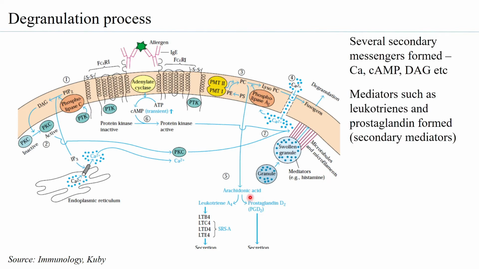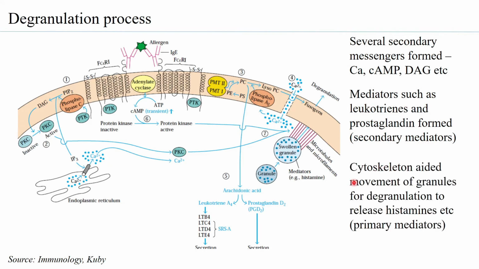So in all, what is understood is that secondary messengers are formed: calcium, cyclic AMP, DAG, etc. Now cyclic AMP is a transient level present, but this has also an important role to play in regulating the entire process. So mediators such as leukotrienes and prostaglandins, which are secondary mediators, are formed, and the cytoskeleton is aided in moving the granules towards the membrane, so that it can be released, and with the release, histamines, that is primary mediators, are released into the environment. So that is something that is happening, and that is what is the degranulation process.